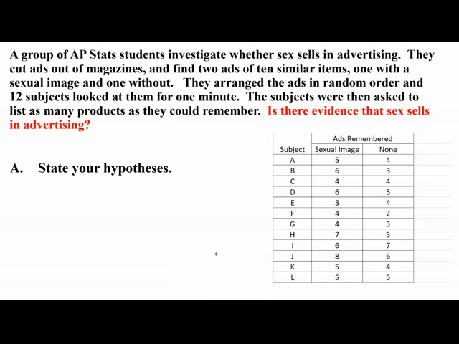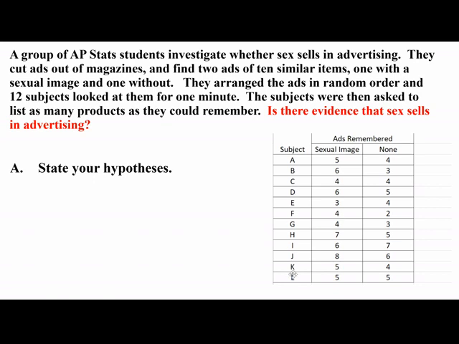All right, we're going to be talking about a new type of hypothesis test today, and it's called a matched pairs t-test. So the basic setup is up there. You've got a bunch of students who want to see if sex sells in advertising. So they arrange the setup where they get 10 similar items and so on. You can read for yourself here. But basically at the end of it, it says, is there evidence that sex sells in advertising?